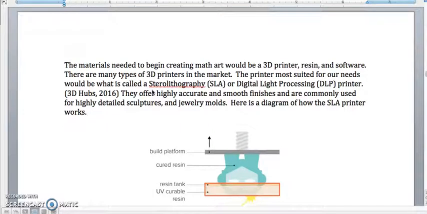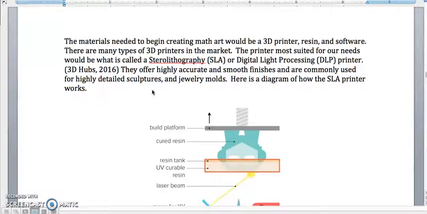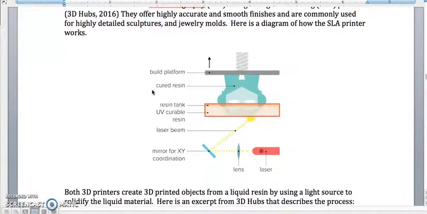The materials I would need basically is a 3D printer. We do actually have a 3D printer in the school, but it's actually not this kind. After doing a little bit of research, there are other types of 3D printers. The one that would be most suited for these projects is what's called a stereolithography or digital light processing printer. Basically they have a light that is going to project itself on the resin here, and it actually builds the figure up as it comes out of the tank of resin. So this is different than the other traditional printers that most schools are probably using now.